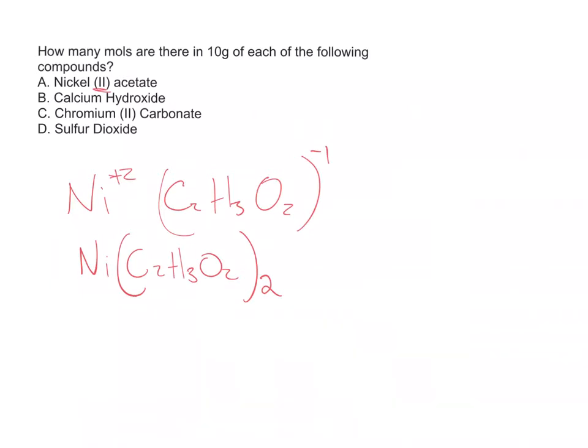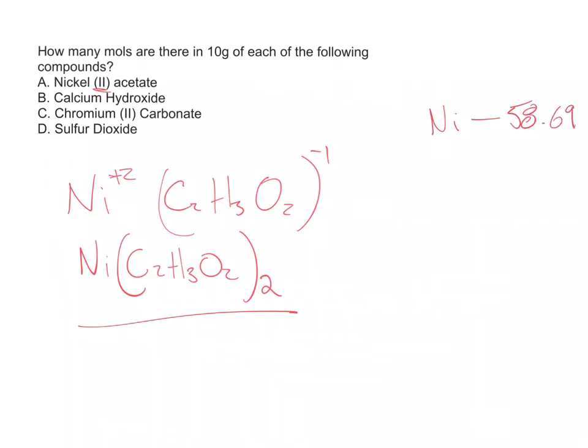So now we need to figure out how much this compound as a whole weighs. We're going to look at the periodic table to get the masses of each one, and then we're going to add them all up. So we have 1 nickel, and that weighs 58.69 grams per mole.